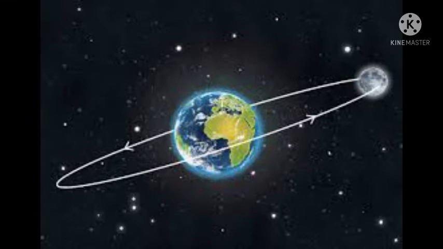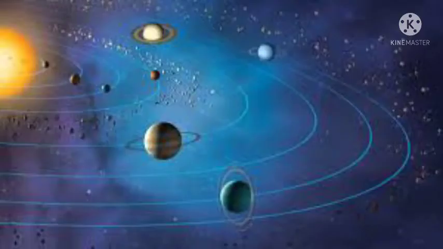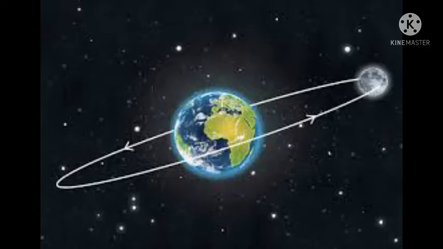Some orbits are bigger ovals than others. The bigger the oval, the longer it takes something to orbit the sun. It takes Earth 1 year, or 365 days, to go around the sun. It takes Pluto 248 years to orbit the sun. Pluto has an orbit that takes it very far from the sun.